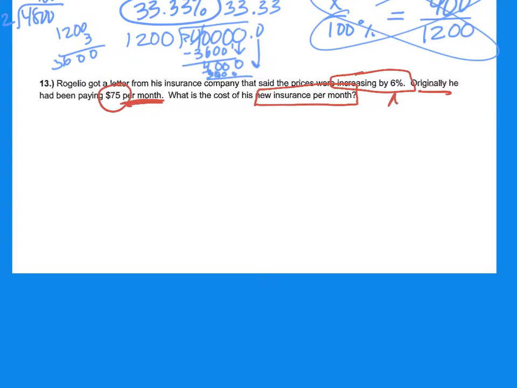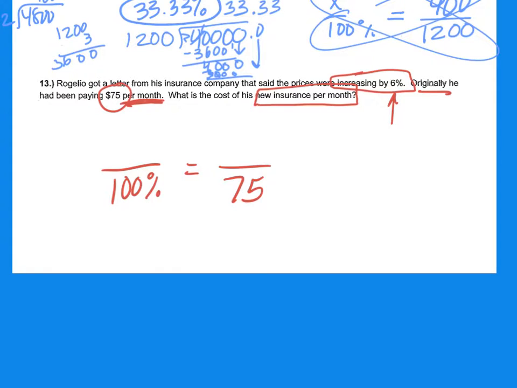Rogelio got a letter from his insurance company that said the prices were increasing by 6%. Originally, he had been paying $75 per month. What is the cost of his new insurance per month? Okay. We've got a percent sign, so I already know that something over 100 is part of my ratio. If you're already paying $75 a month, $75 is your 100%. You're paying full price right now.